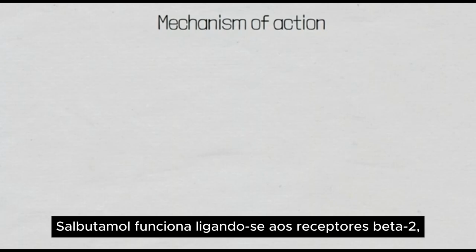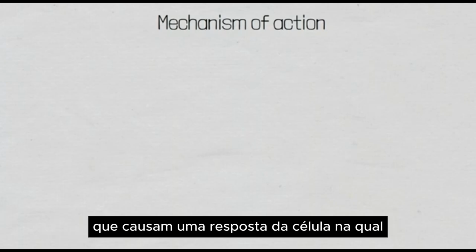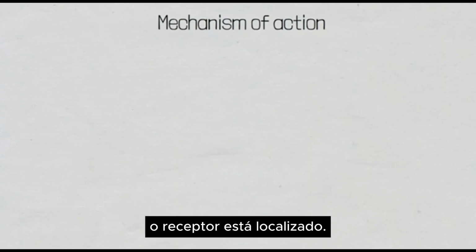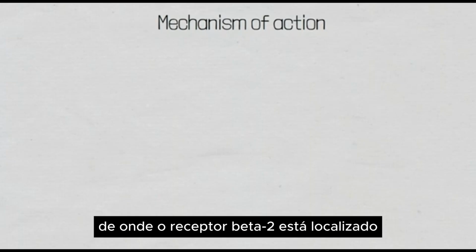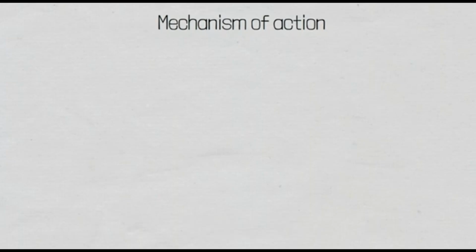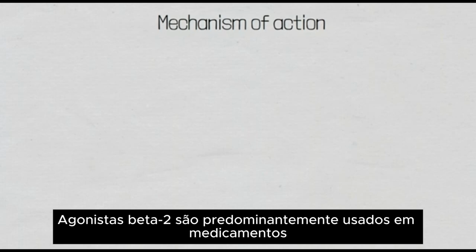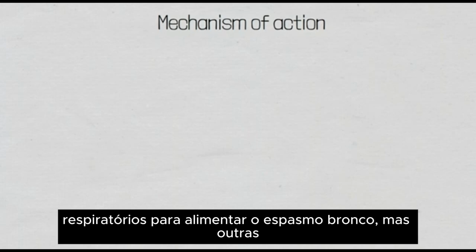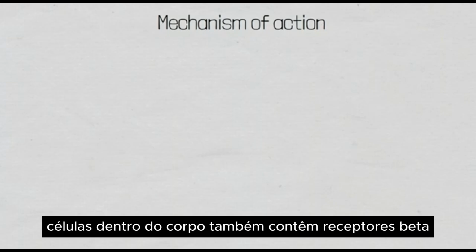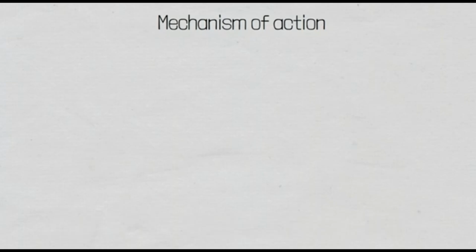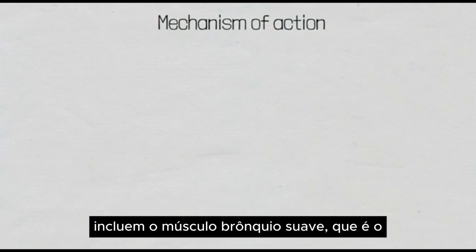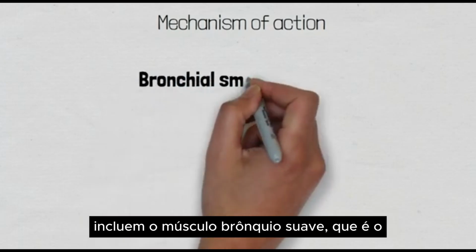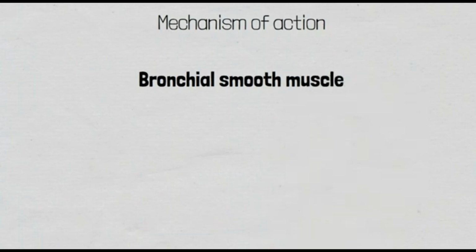Salbutamol works by binding to beta-2 receptors, which cause a response from the cell on which the receptor is located. So the effect that salbutamol has will vary depending on where the beta-2 receptor is located within the body. Beta-2 agonists are predominantly used in respiratory medicine to ease bronchospasm, but other cells within the body also contain beta-2 receptors. Organs where beta-2 receptors are present include the bronchial smooth muscle, which is the target site of salbutamol.